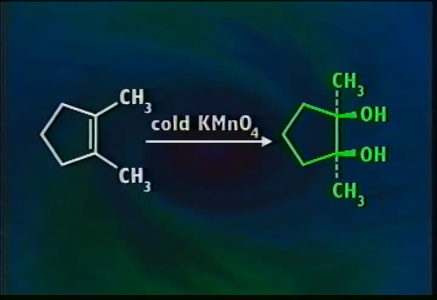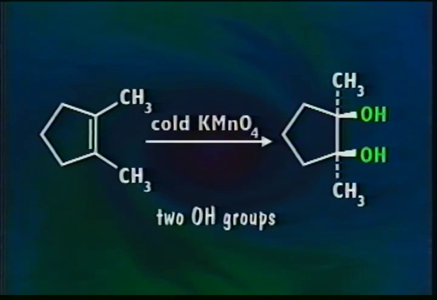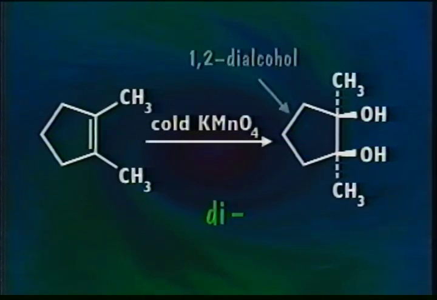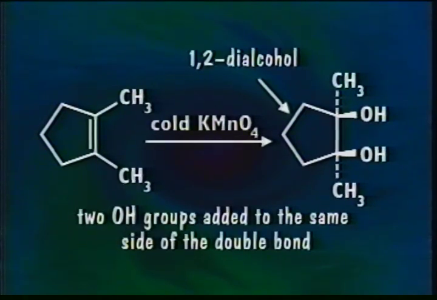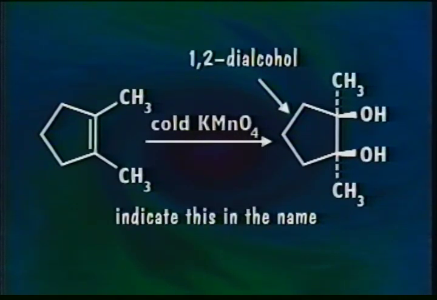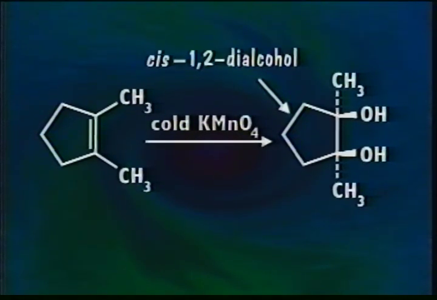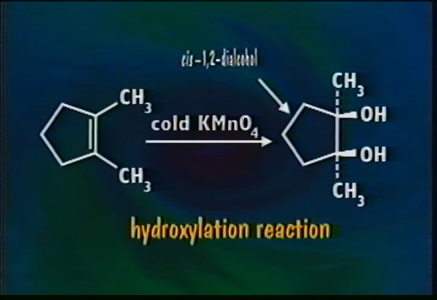What kind of molecule is this thing? There are 2 hydroxyl groups, one on carbon 1 and one on carbon 2. So we use the prefix di and call the molecule a 1,2 dialcohol. But remember, the OH groups added to the same side of the double bond. We indicate this in the name by calling the molecule a cis 1,2 dialcohol. But instead, we shorten the name and call the product of the hydroxylation reaction a cis 1,2 diol. Whew! Thank the Lord. That's so much shorter.